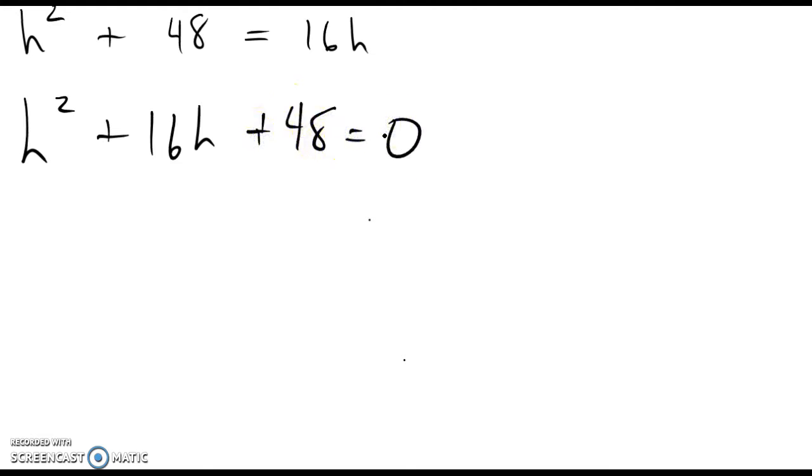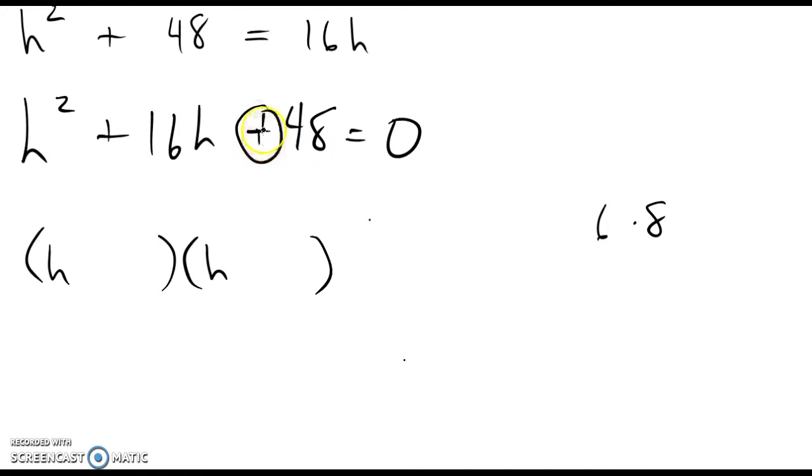Okay? So what times what is equal to 48? Well, we've got 6 times 8. Oh, let me back up. 2 sets of parentheses. Remember our formula. Break up the h's. Look here. It's a positive. That means it's either 2 negatives or 2 positives. But then we look here. That's positive also, so we have 2 positives.